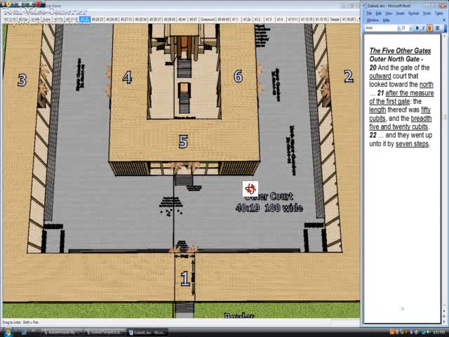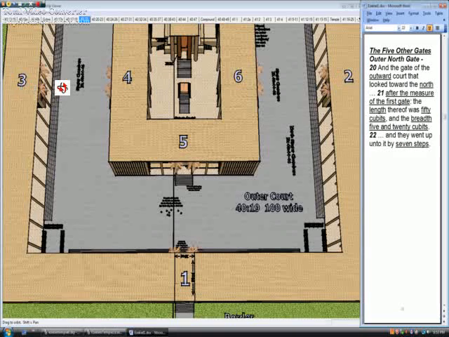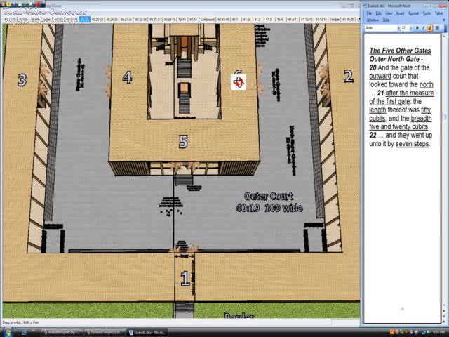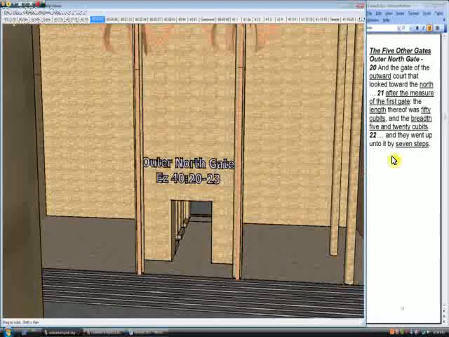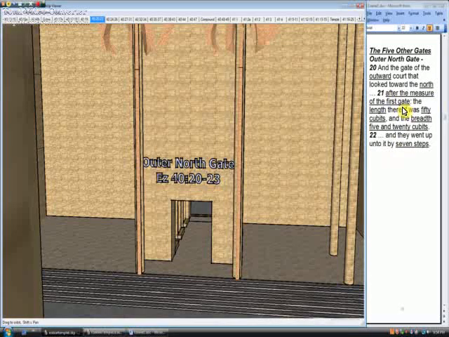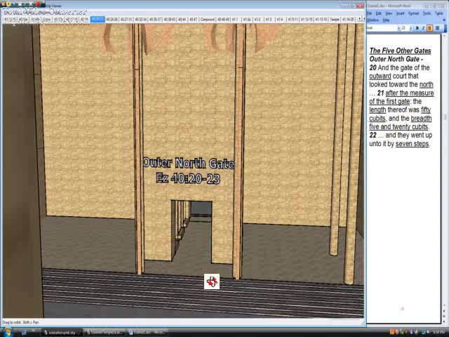Now there's 5 other gates, and these numbers show the order in which the angel shows them to Ezekiel. He shows the outer northern, the outer southern, the inner south, the inner east, and then the inner north. So the outer north was after the measure of the first gate, meaning the same measure, 50 by 25 and 7 steps.